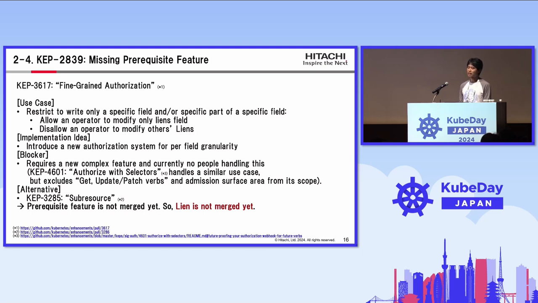There are other attempts in CAP 4601 and CAP 3285 for similar purposes, but they don't meet the requirements for the Lien use case so far. As a result, the prerequisite feature is not matched yet, so Lien is not matched yet. Then, the next question would be if there are any other ways to solve this issue, even if it doesn't solve every problem. I will hand over to Akiho from here.